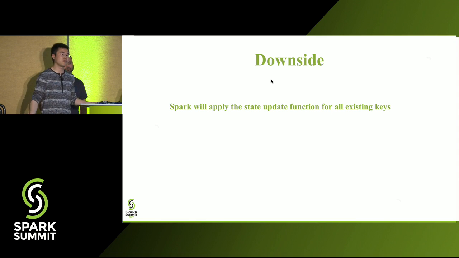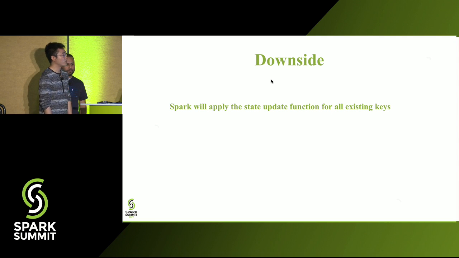So the downside of this solution is that Spark will apply the state update function to all of the existing keys, which means if you have a huge key space and your incoming updating data are relatively small, Spark is not smart enough to say, okay, I will just apply this updateStateByKey function to the small data set. No, Spark will apply this to the whole key space, which is not really ideal.